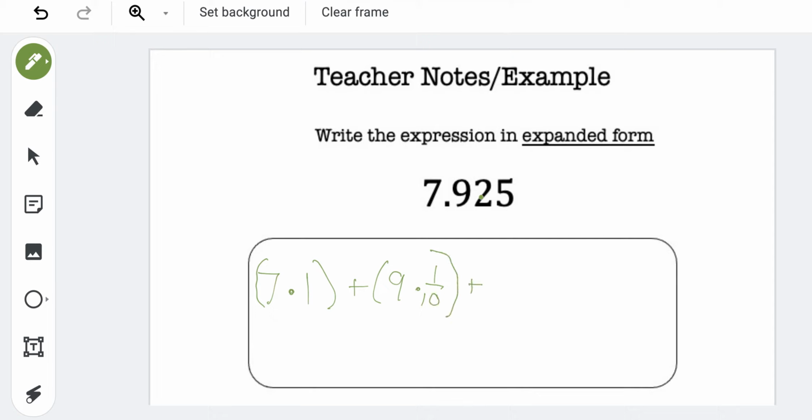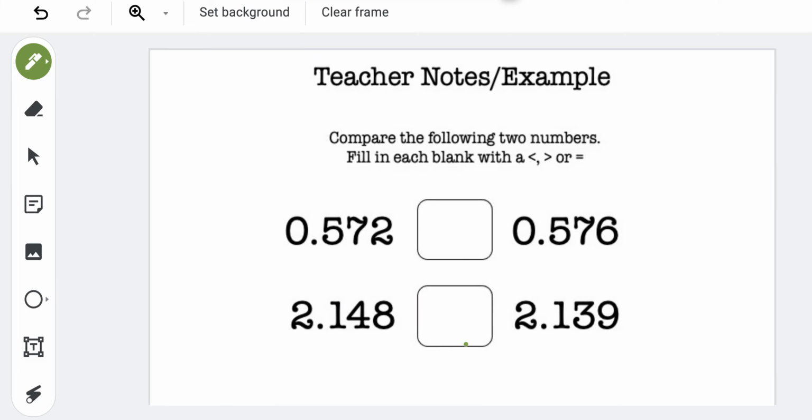plus we have 2 hundredths. So it's going to be 2 times a hundredth. And then finally, we have a 5 in the thousandths place. So we have 5 of them. So it's going to be plus 5 times 1,000th. Like that. Actually, I meant to have that parentheses be out like this. All right. So there it is in expanded form. Let's go on to our final slide, okay?